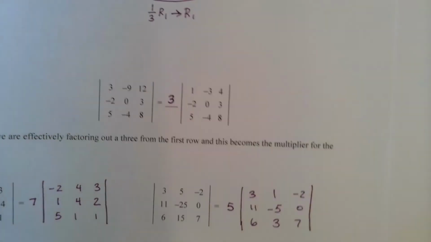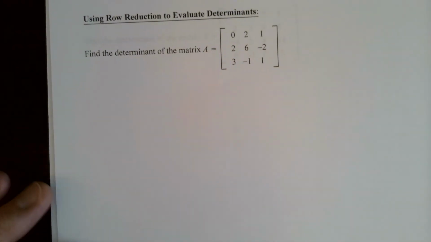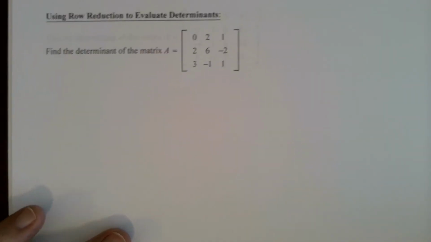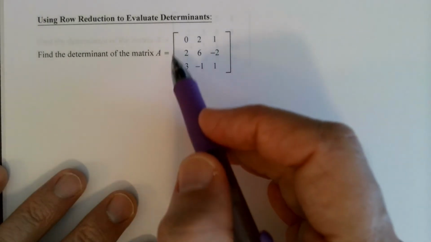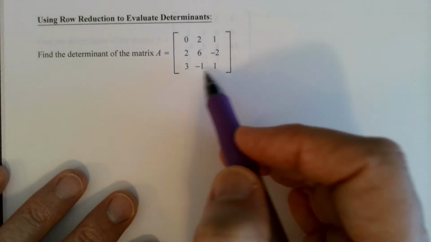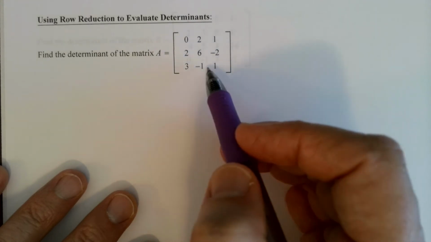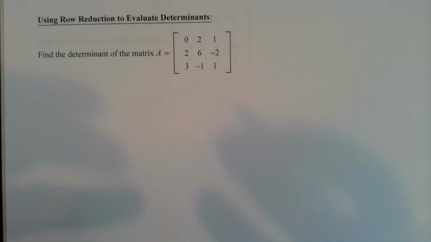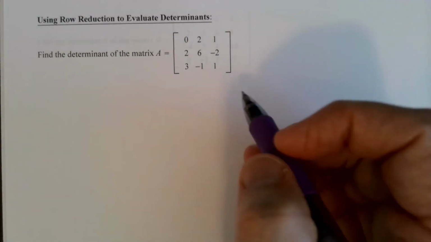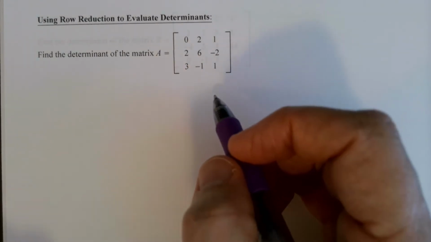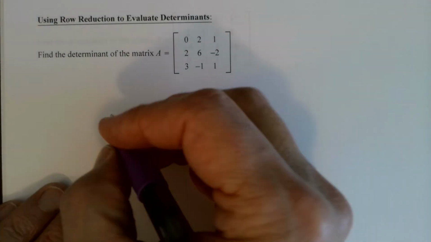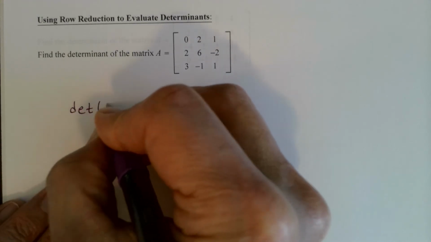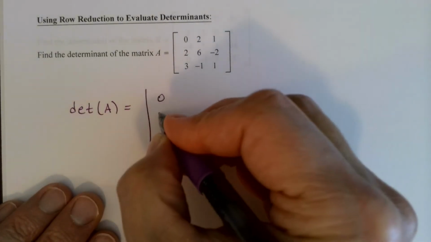So let's take a look at using row reduction to evaluate a determinant. One thing we could do is put this into row echelon form, and as we do so, let's keep track of how the determinant is affected by those row operations. The reason is, once I get it in row echelon form, which is a triangular matrix, I know how to find the determinant of any triangular matrix. So the determinant of matrix A can be written this way.